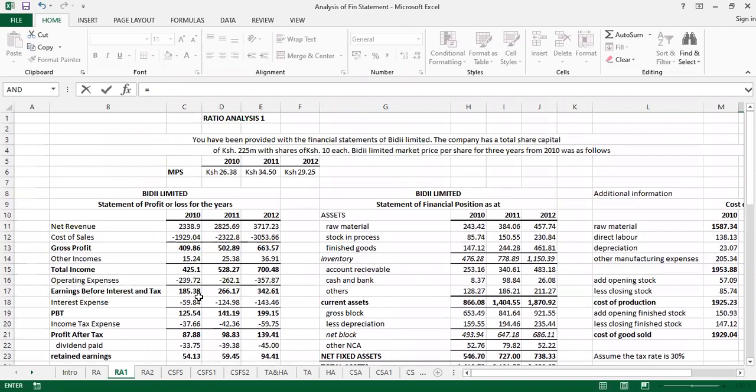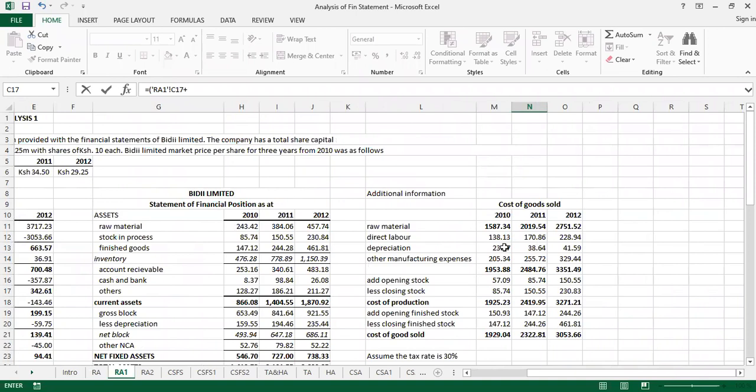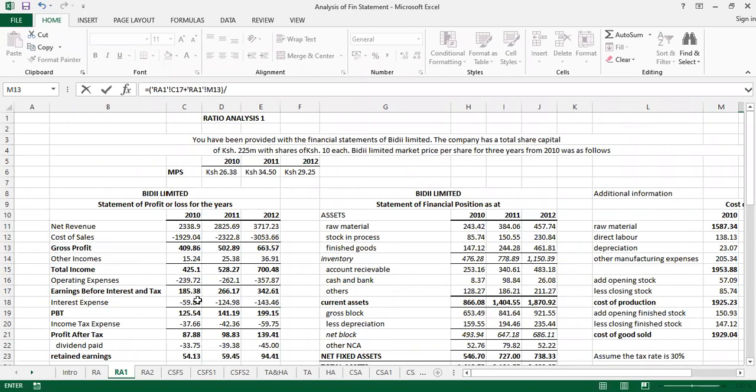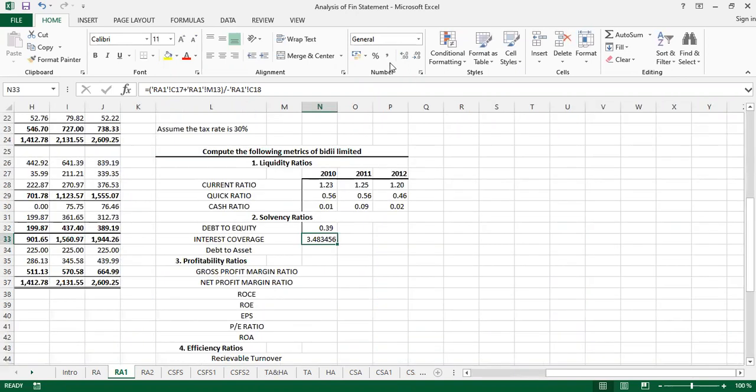So I'll open my brackets, and I'll take the earnings before interest and tax, plus. I'll add, under the additional information, under the cost of goods sold, we had the depreciation here, plus this one, isn't it? I close my bracket. I divide by the interest expense. You can see our interest expense is in negative, so it will affect. So I start with a negative sign, then I take the interest, Control Enter, Control Backspace to jump to the active cell, isn't it? So that one is our interest coverage ratio.